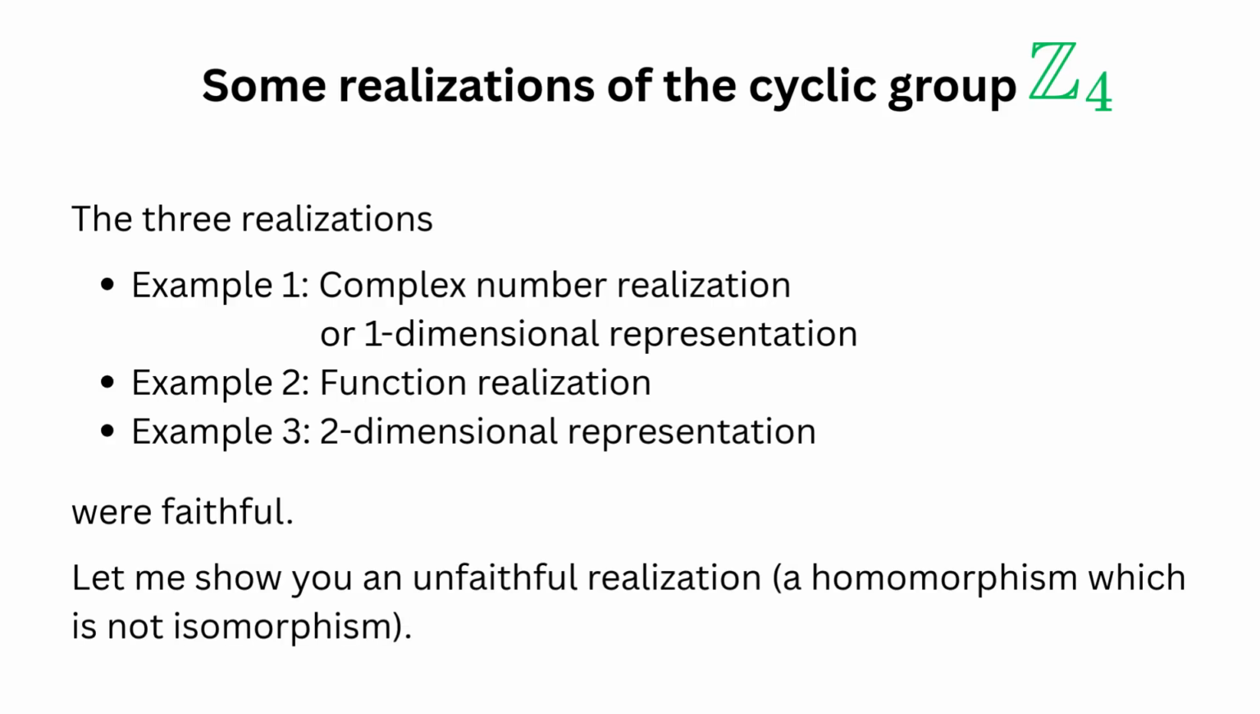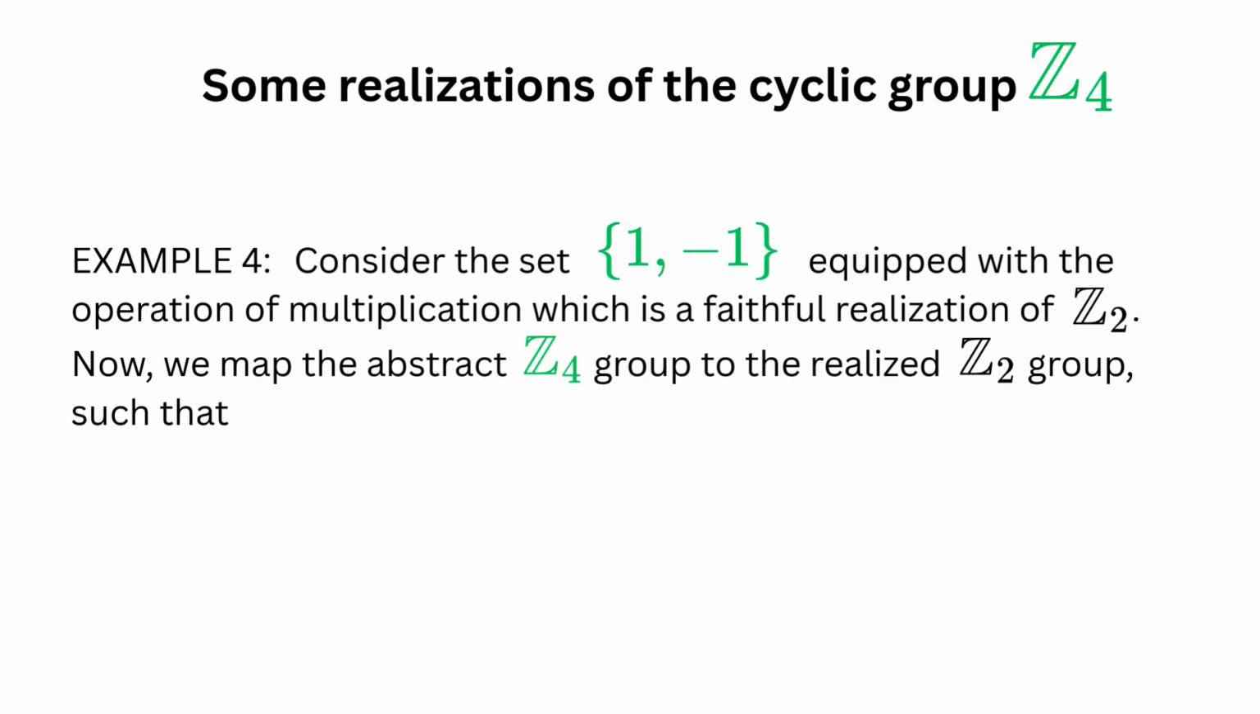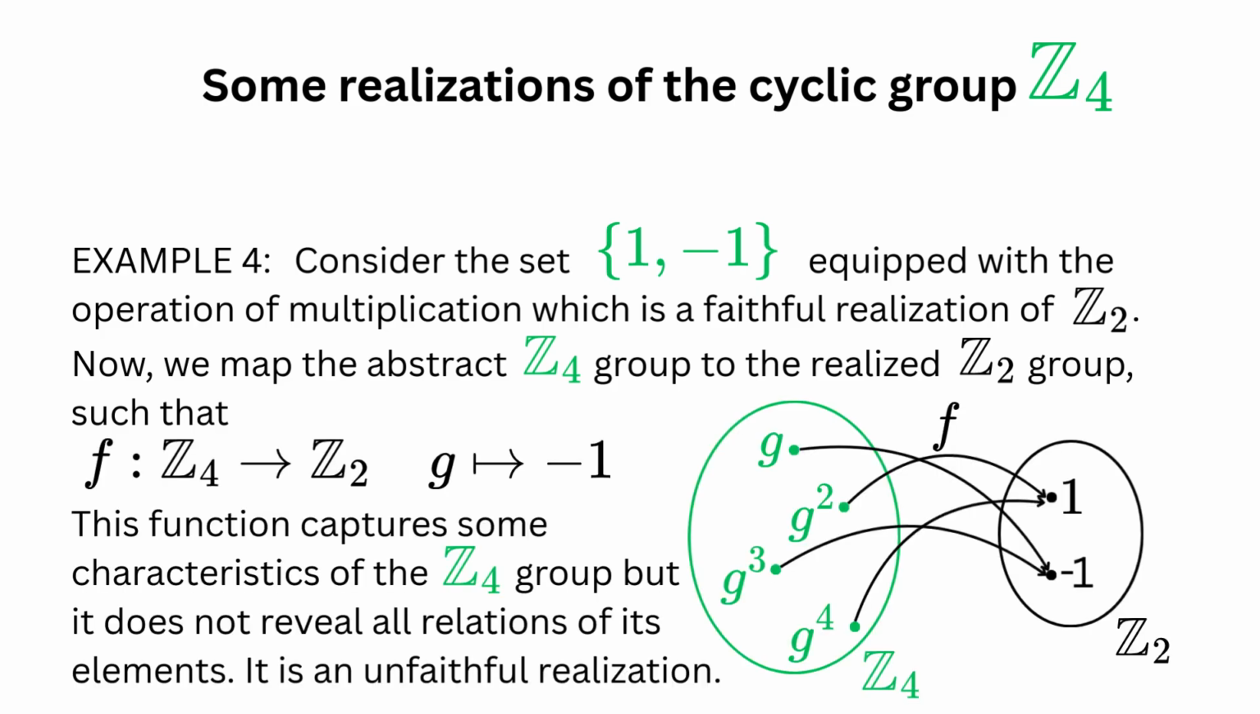Now, let me show you a realization which is a homomorphism but not an isomorphism. We consider the set of the 2 numbers 1 and -1 equipped with multiplication. This creates a faithful realization of the abstract Z2 group. Now, we map the abstract Z4 group to the realized Z2 group, such that the generator G of Z4 is mapped to -1. This function captures some characteristics of the Z4 group, but it does not reveal all relations. It is an unfaithful realization.